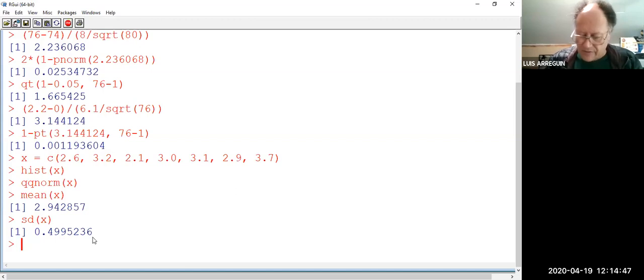So I'm going to write down these values. Normality was checked by using histogram of x or QQ norm of x. So we found normality, and the mean that we found is 2.9422, and the standard deviation 0.4995236. So you're gonna see now the notes.